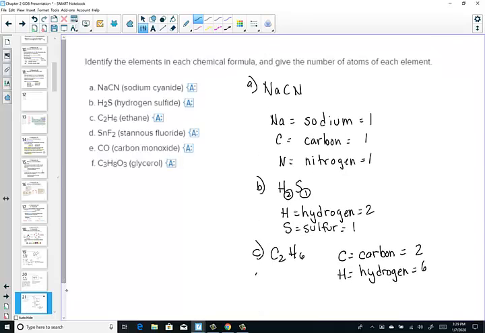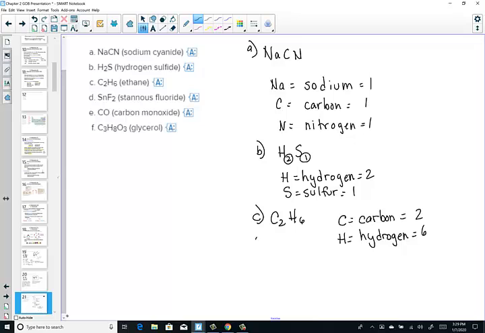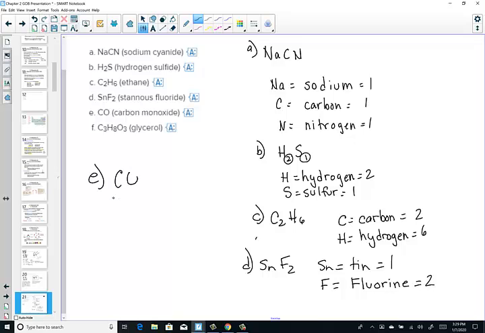Letter D gives us the formula SnF2. Do you remember what Sn stands for? That's the element tin. Its subscript is 1. F stands for the element fluorine. I count 2 fluorines. CO gives us 1 carbon and 1 oxygen.